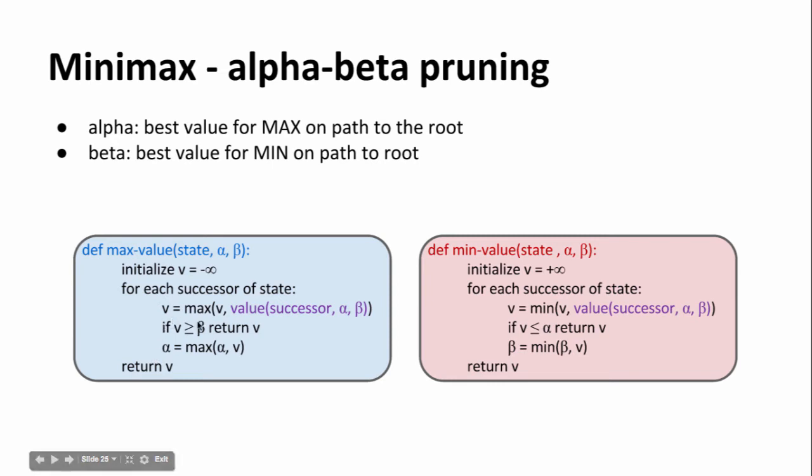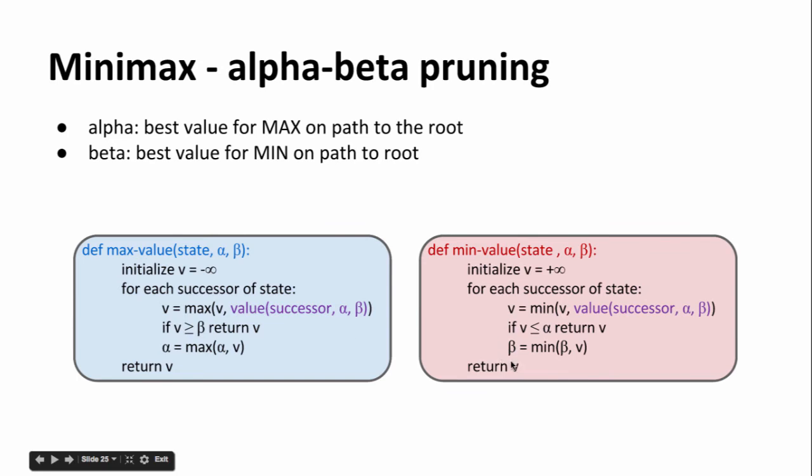Well, for max value, recall that beta is the best value for a minimizer node on the path to the root. If we're looking at the max value of a node and we find that v, the value for that node, is greater than beta, so we found a value that's higher than the best value that the minimizer can guarantee on the path to the root, we're just going to return v, right? And the intuition there is if v is better than beta, the minimizer is never going to explore down this path. So we can just prune the rest of the children, okay? Otherwise, we're going to update alpha as the best value that the maximizer can see, and then we're going to move on to the next successor, right? Passing in alpha and beta.